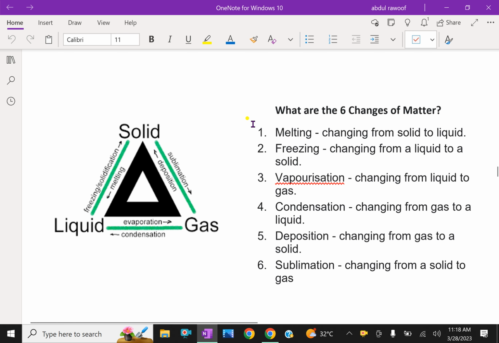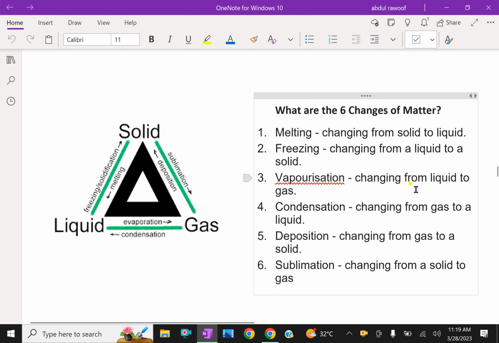In chemistry, let us discuss changing states. What are the 6 changes of matter? First is melting, changing from solid to liquid. Freezing, changing from a liquid to a solid. Here, if freezing is here, melting is this side.